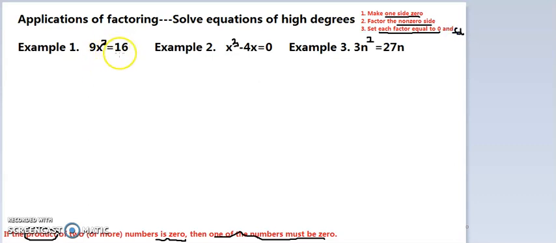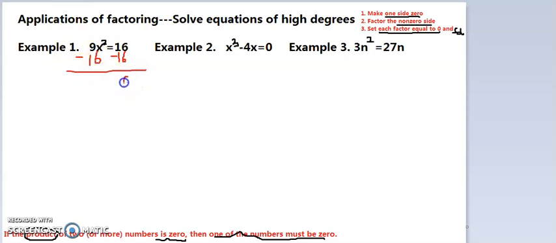9x squared equals 16, following these 3 steps. Again, if you remember this property, if the product of 2 numbers is 0, then one of them must be 0, and you know which steps you should do. So first of all, I have to make one side 0. So we're going to subtract 16 from both sides, because we want to make one side 0. So now we're going to get 0 on the right side.